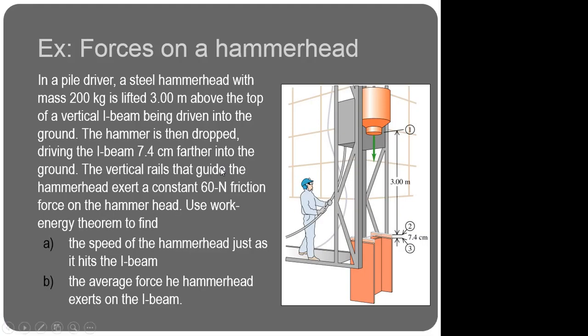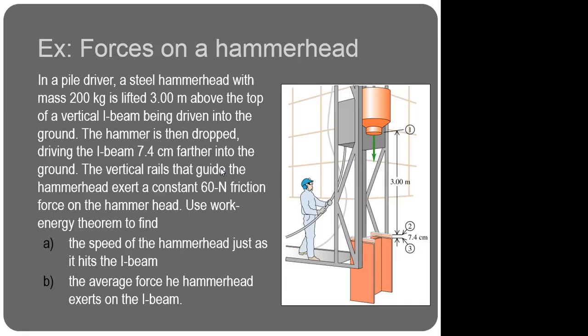Right, so hydraulic press: the hammerhead is 200 kg, lifted 3 meters from the top of a vertical I-beam and dropped. The hammer has been dropped, driving the I-beam 7.4 cm further into the ground. The vertical rail that guides the hammerhead has a constant friction of 16 newtons. Use the work energy theorem to find the speed of the hammerhead just as it hits the I-beam.